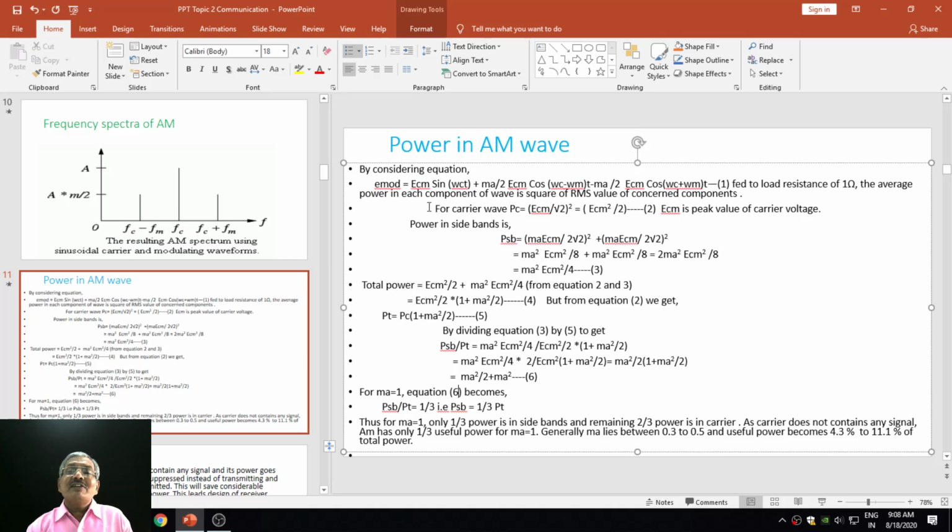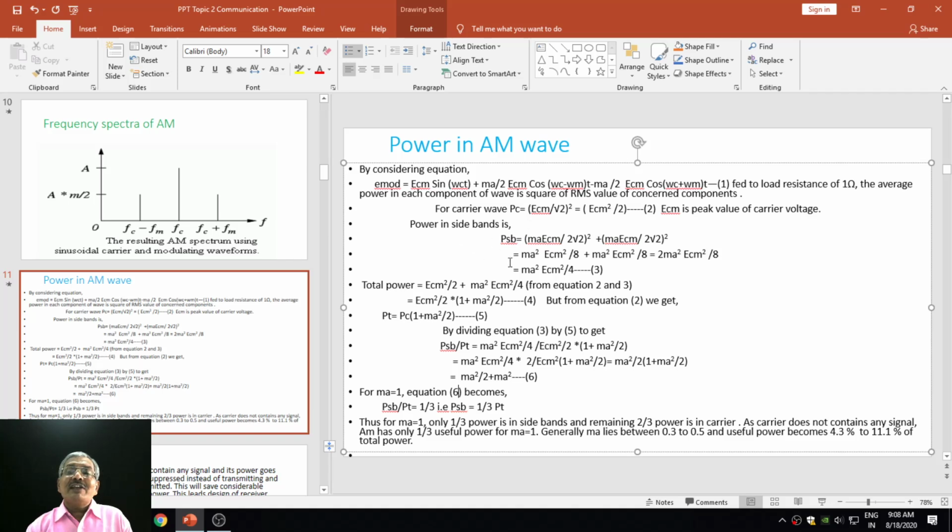Let me first consider the power in the carrier wave. It is given as (ECM upon root 2) whole square, and that is equal to ECM square upon 2. Naturally, ECM is the peak amplitude of the carrier voltage or carrier signal.